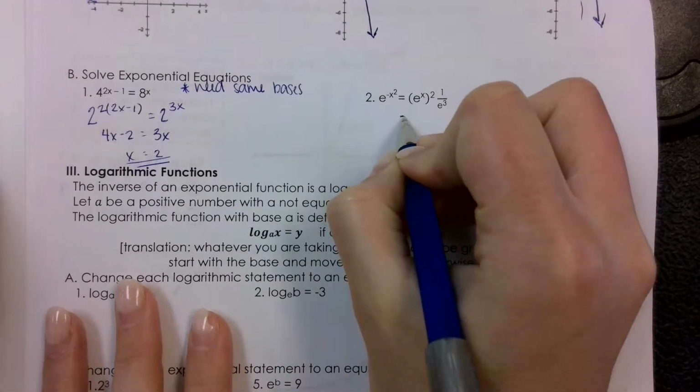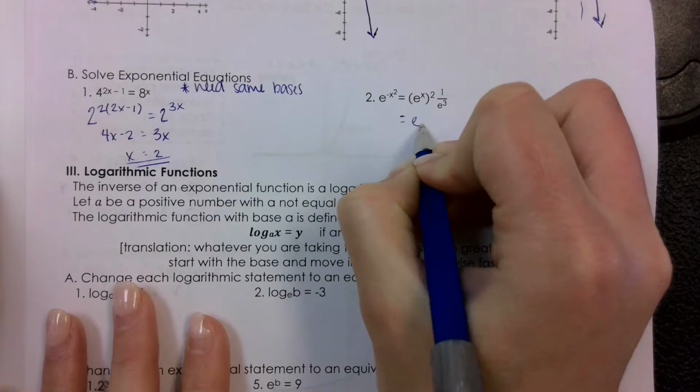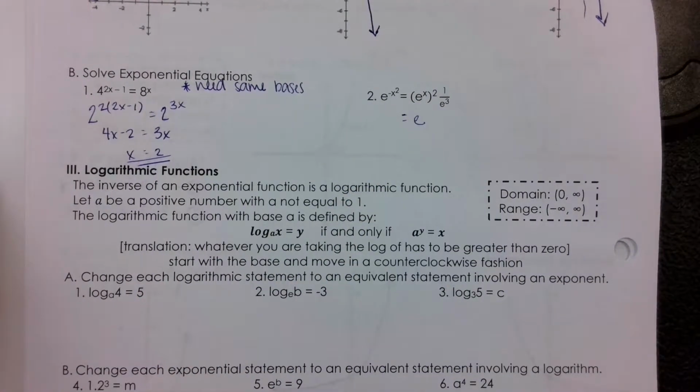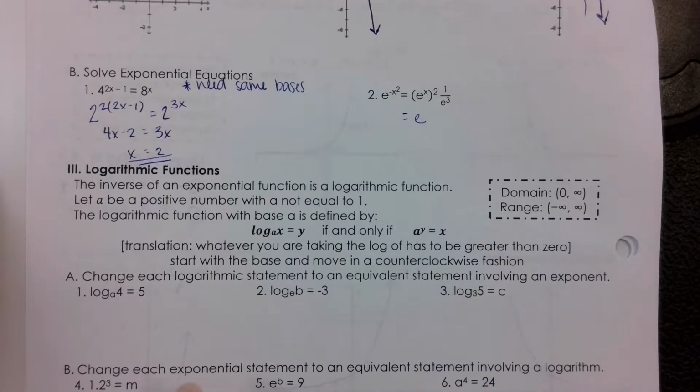So looking at number 2, we already kind of have the same bases, right? Because we've got bases of e's. But we've got a bunch of stuff happening over here. So I think it's going to be easier if we go ahead and try to get this side as one term with one exponent. Does that make sense? So how could we rewrite e to the x squared?